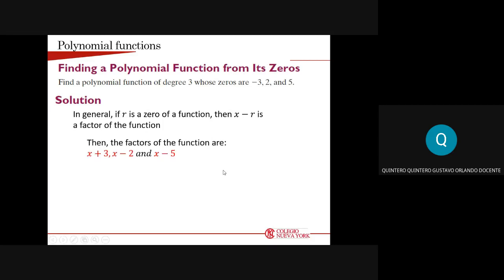So what are the factors of the function? The first factor is x plus 3, because it was negative here, so we put it as positive. The second one, since the zero is 2, the factor is x minus 2. The last solution, 5, so the factor is x minus 5. In other words, change the sign and put it as a factor. -3, x plus 3. 2, x minus 2. 5, x minus 5. That's it.